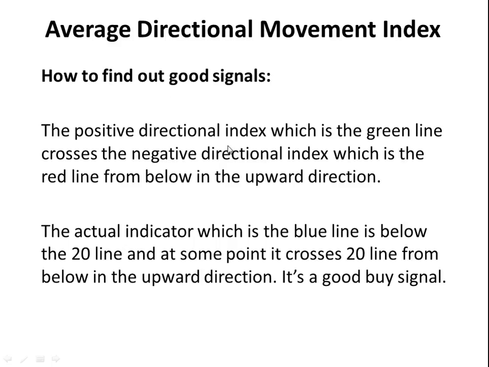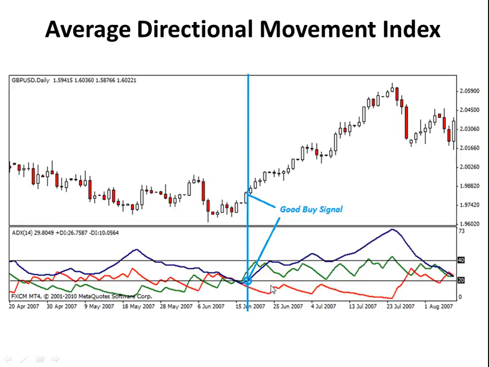The positive directional index, which is the green line, crosses the negative directional index, which is the red line, from below in the upward direction. This is the actual buy signal. But how to find out whether this buy signal is good or bad? The ADX line, which is the blue line, is below the 20 line, and at some point it crosses the 20 line from below in the upward direction. That means it's a good buy signal.